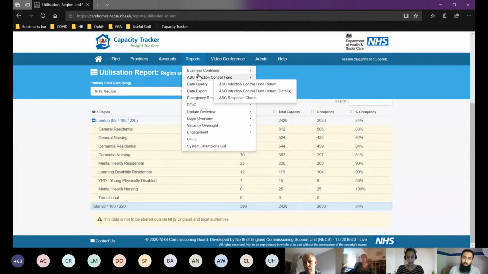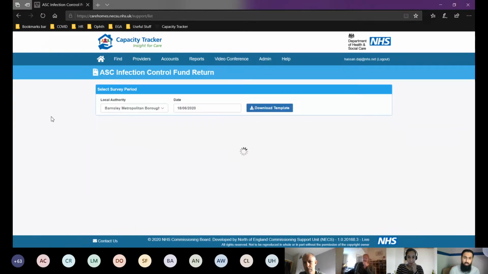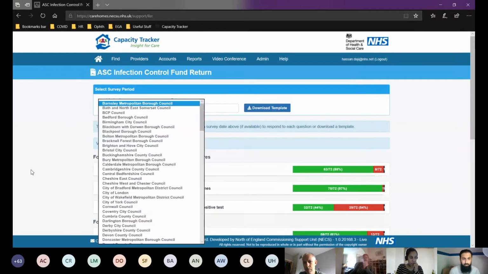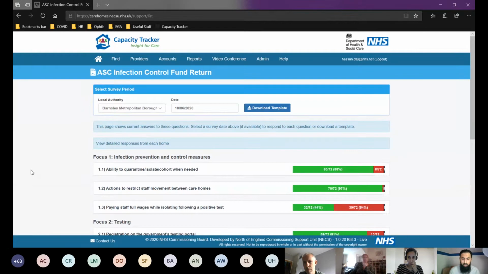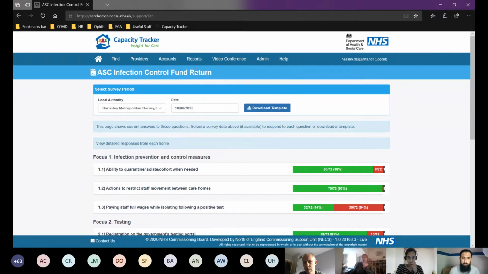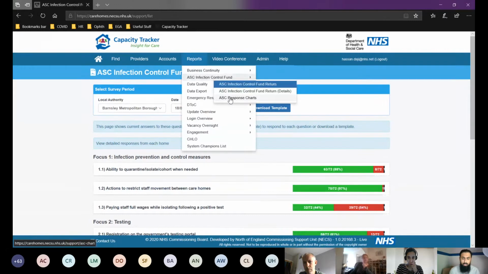we had a group of questions at the end of last month, at the end of May, which was around the ASC Infection Control Fund. There's a £600 million fund which is linked to these questions, which will be disseminated out to local authorities and care homes. So there's a return that gives us information as to the number of care homes that have completed and how they've completed. There's a separate return, and then there's a details button which can also be accessed from here, and then there's a chart as well.